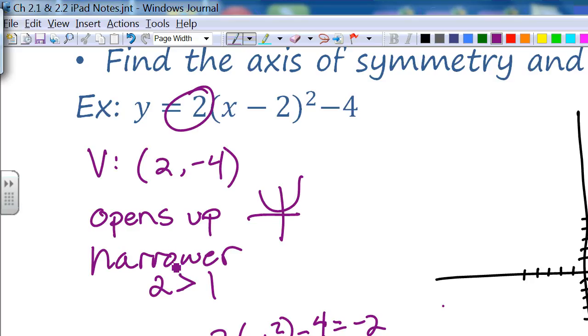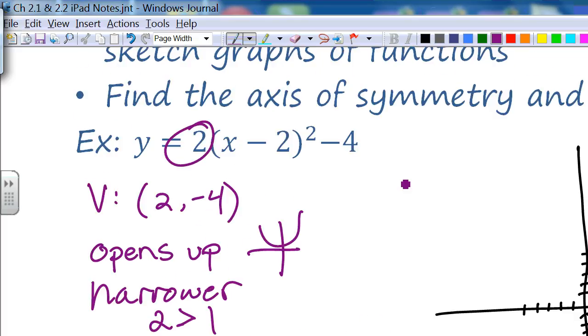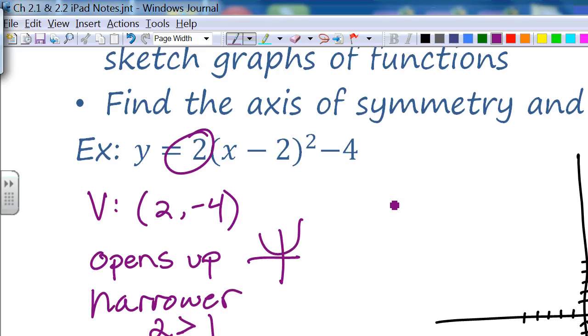If I plug in a 0, I get -2 squared, which is positive 4, times 2 is 8, minus 4 is 4. So 0 gives 4, and through symmetry, we know that 4 is going to give 4. All right, now we have more than enough points to graph this.